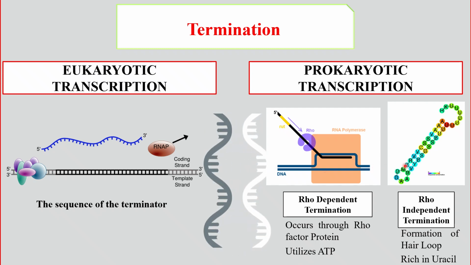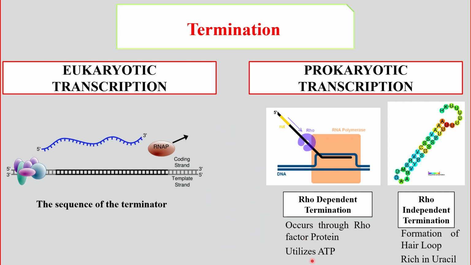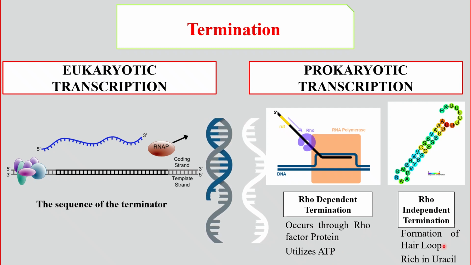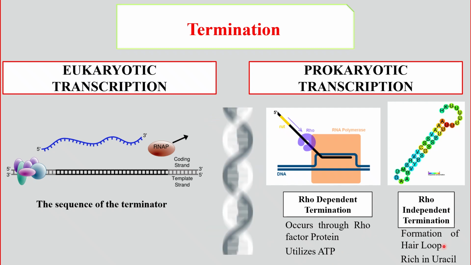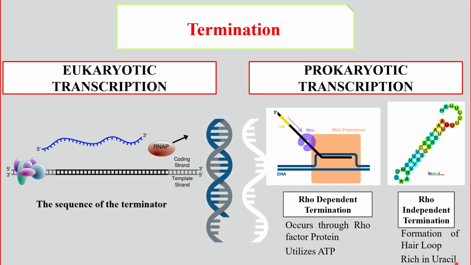And in these two methods, the rho dependent method in which rho protein is used requires the presence of ATP, while in the rho independent method, there is simply hairpin loop formation because these sequences are rich in uracil.